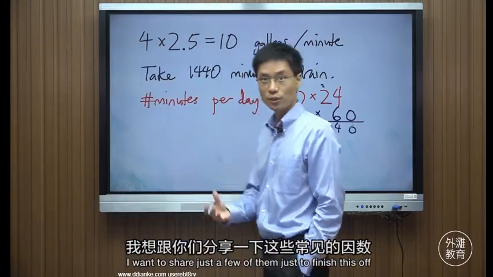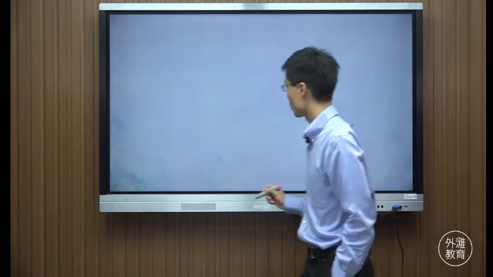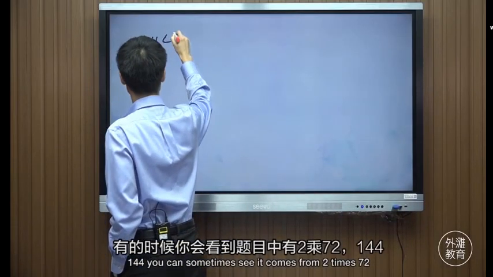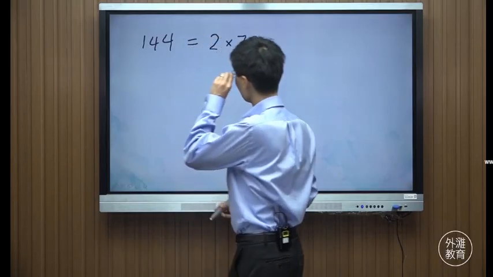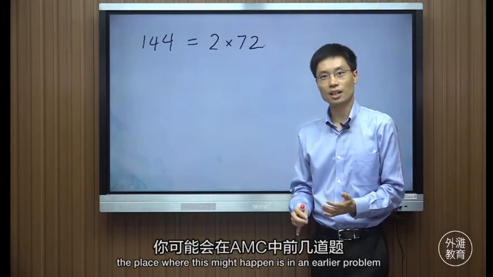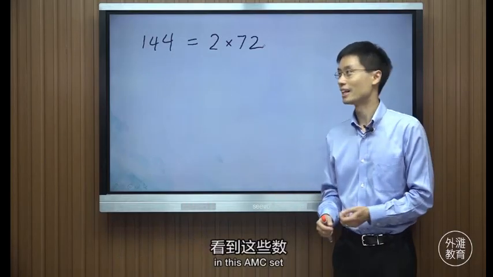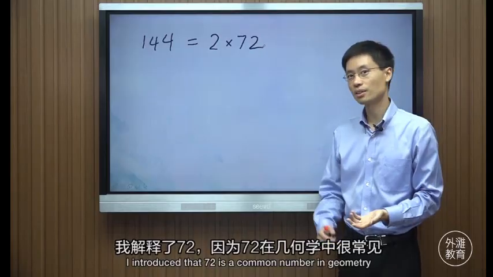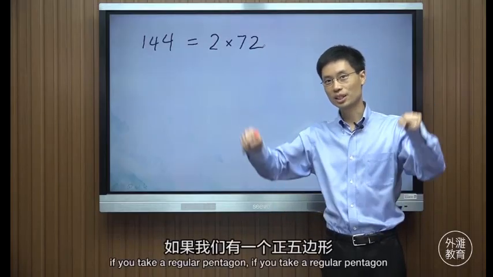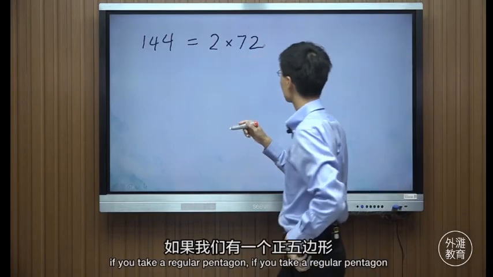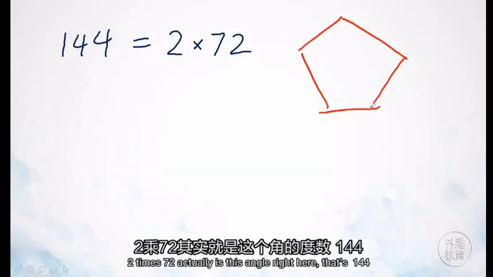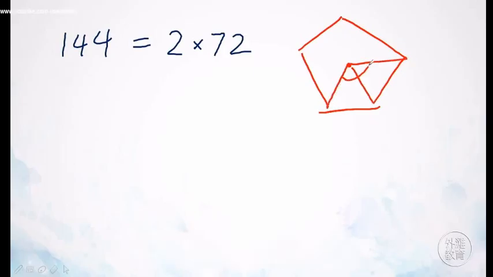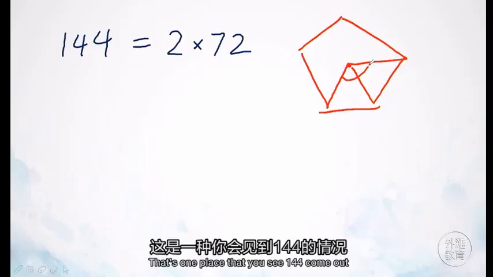I want to share just a few of them just to finish this off. 144, you can sometimes see it come from 2 times 72. The place where this might happen is in an earlier problem in this AMC set. I introduced that 72 is a common number in geometry. If you take a regular pentagon like this, 2 times 72 actually is this angle right here. That's 144. That's one place that you see 144 come out.